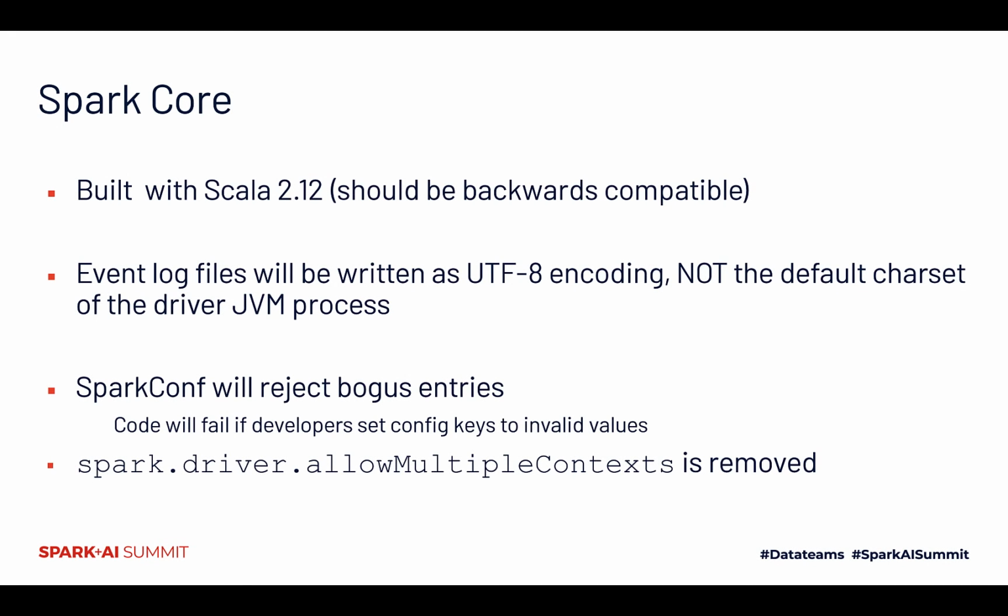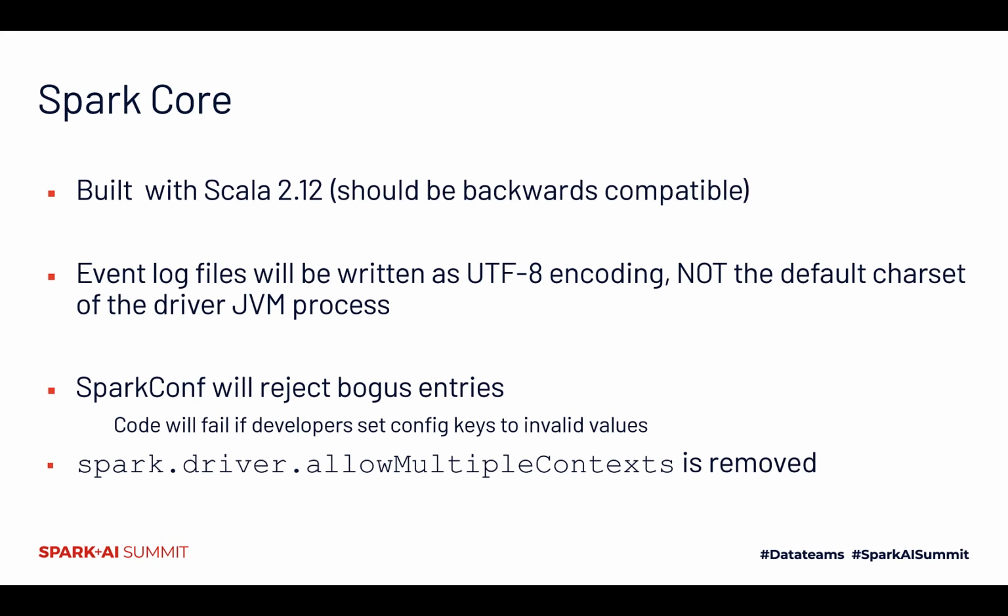Other changes. I already mentioned that Spark core has been built with Scala 2.12. Your code that was written before should compile just fine in Scala 2.12 in terms of the Spark APIs. The only key thing is making sure other code, for example libraries that you're using, has been recompiled for Scala 2.12.